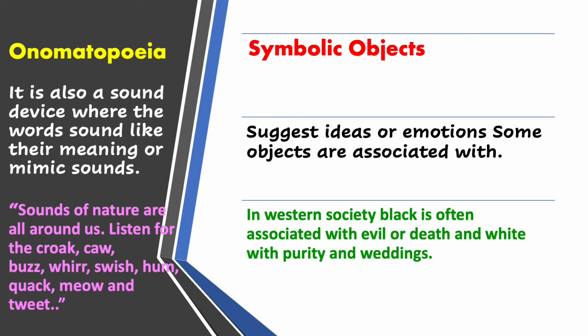Onomatopoeia is also a sound device where the words sound like their meaning or mimic sounds. For example, croak, caw, buzz, whir, swish, hum, quack, meow, and tweet are sounds of animals and other creatures. Symbolic objects suggest ideas or emotions some objects are associated with. For example, in Western society, black is often associated with evil or death, and white is associated with purity and weddings. So they are the symbols.